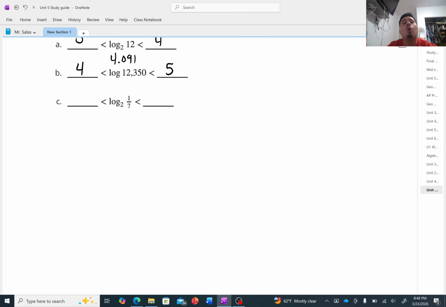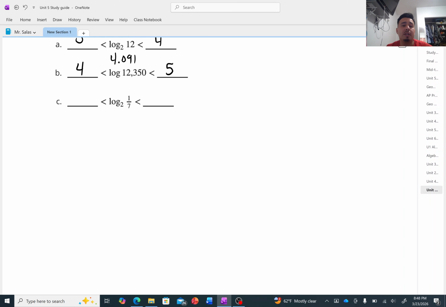I want to keep it between whole numbers, not decimals. So I hopefully better not see, oh, it's between 4 and 4.1, 4 and 4.2. No, you actually want to write whole numbers, okay? Unless you're told that you should be doing something else, okay?